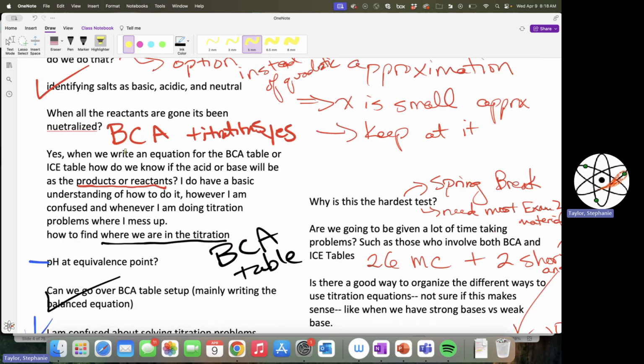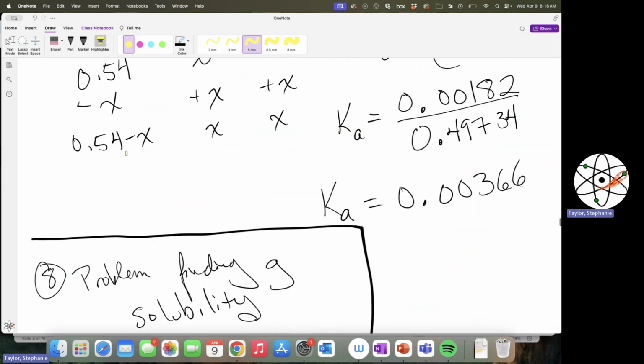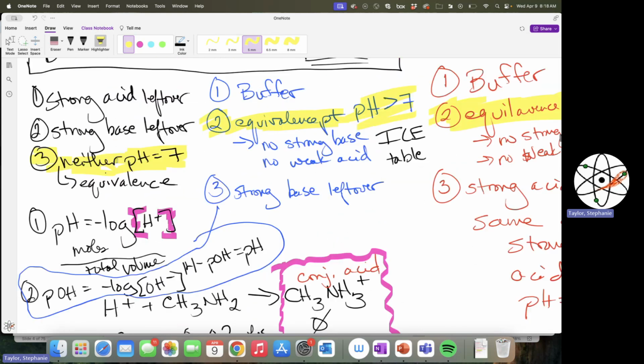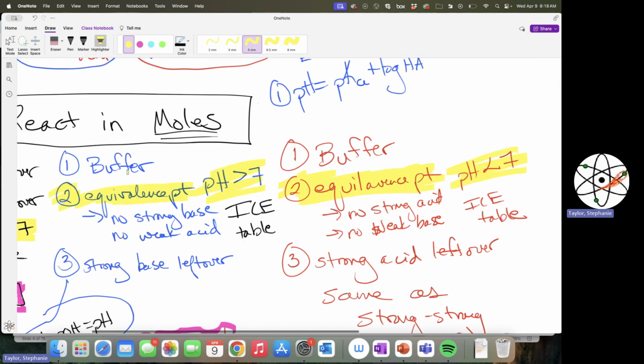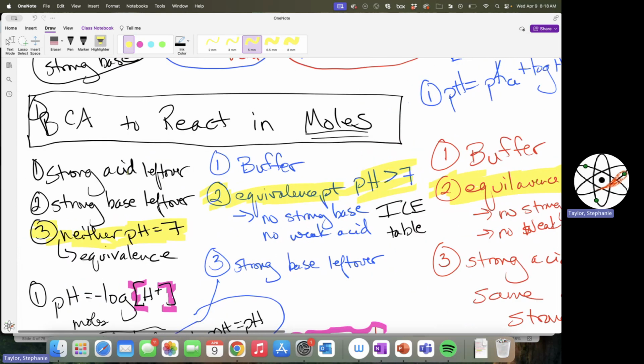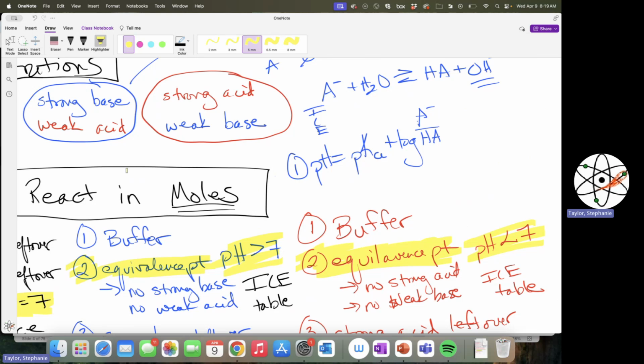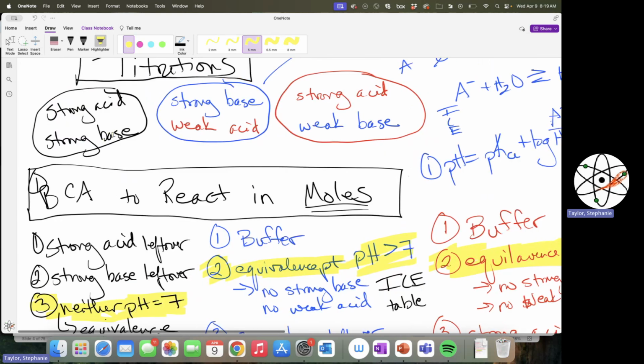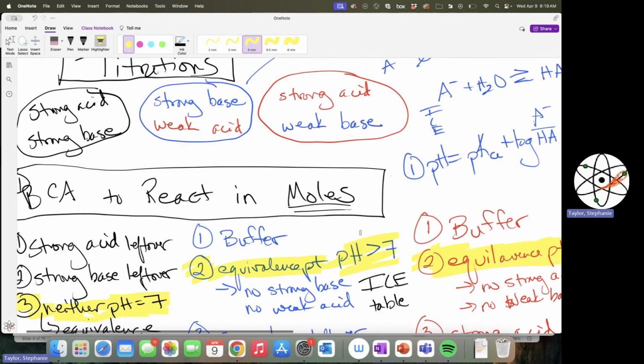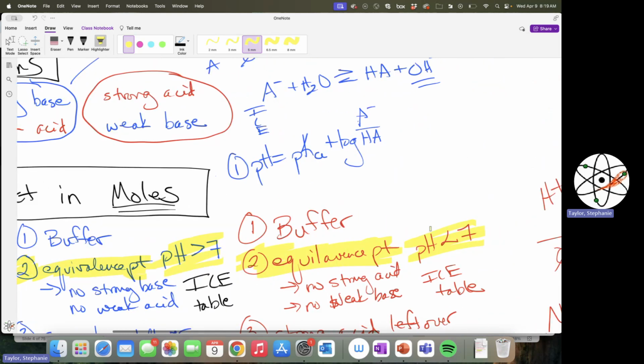Oh, pH at the equivalence point. I thought we already did that. Again, I'm getting redundant questions. I did already address what the pHs are at different equivalence points: 7 for strong acid, strong base; greater than 7, or basic, for a strong base, weak acid; and less than 7, or acidic, for a strong acid, weak base titration. So we did cover that in the original review, but it is an important question.